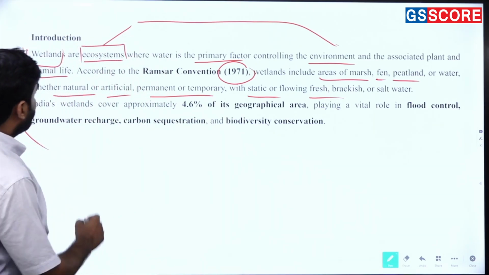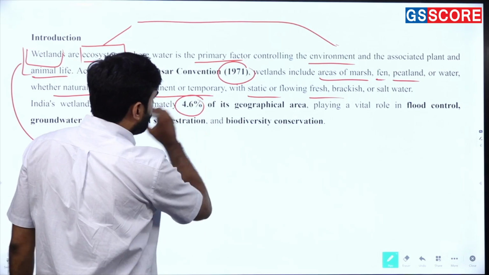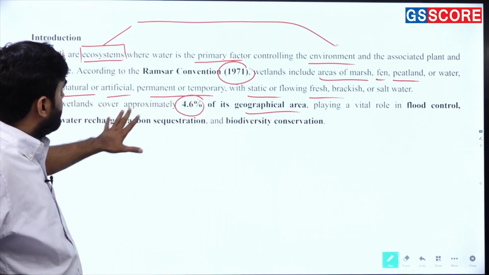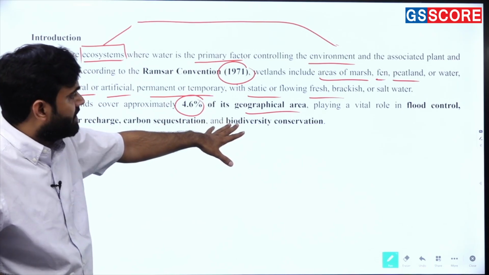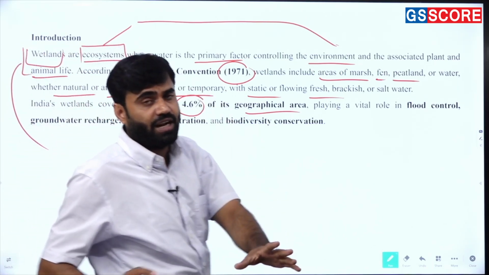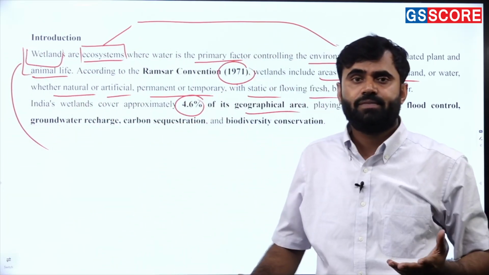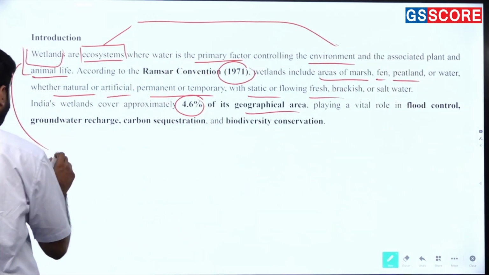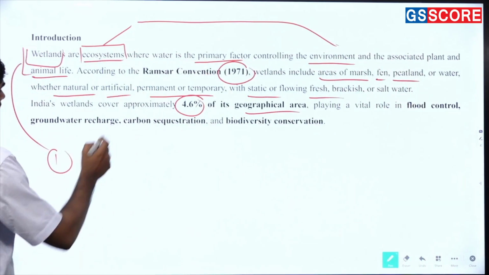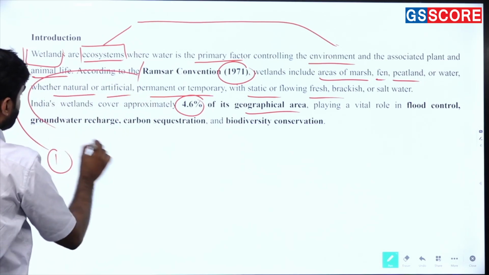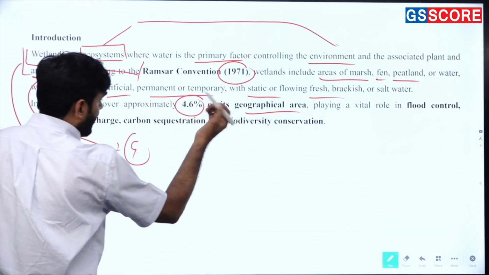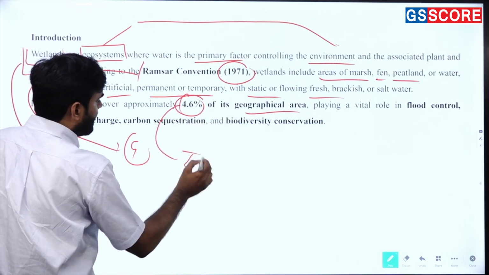Next one, India's wetland cover, okay, 4.6% of its geographical area. Flood control, groundwater recharge, carbon sequestration, biodiversity conservation. I added a number of things on the Indian side. First of all, I mentioned the definition, clear and precise, and the second definition I mentioned was the global definition. Getting my points? And the third, the last lines, I mentioned the Indian context.